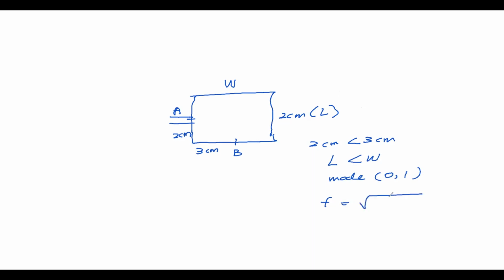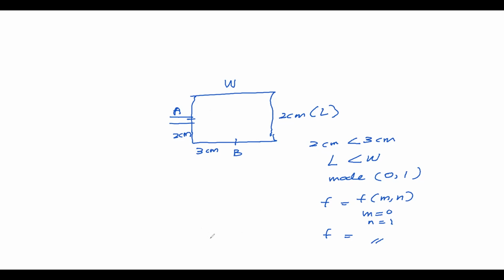We have a square root, and then we have two expressions related to M and N. So you need to substitute values for M and N. M is going to be 0 and N is going to be 1. So the frequency value you can find using the function defined by the M, N values. Using that, you can find the lowest frequency. This one you can define for the case where we feed at position A.